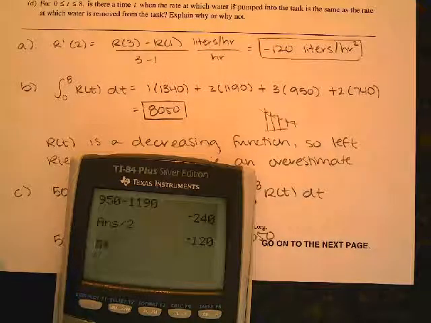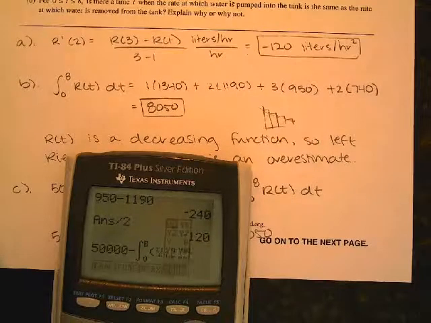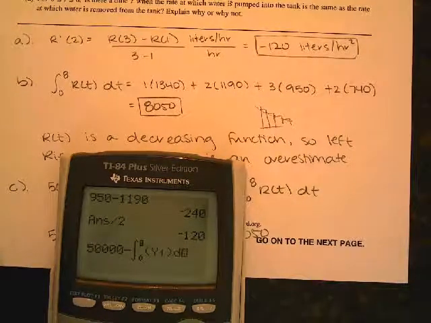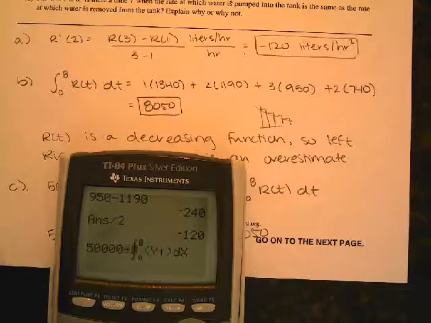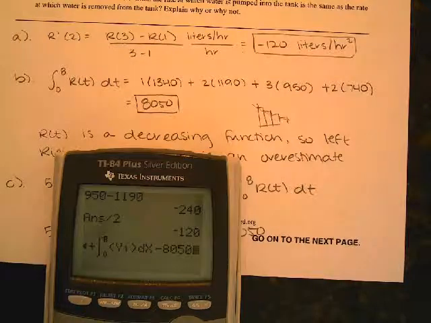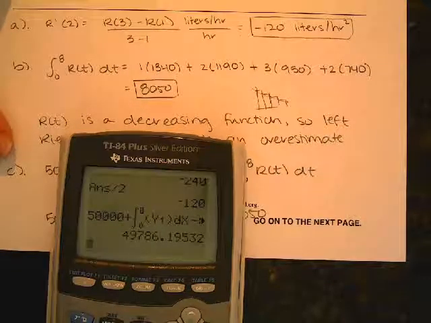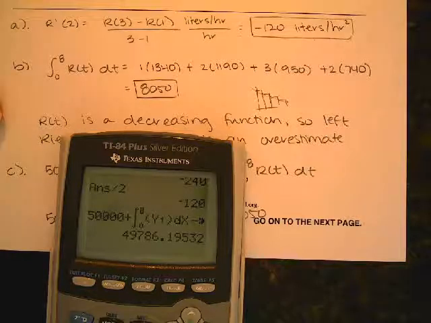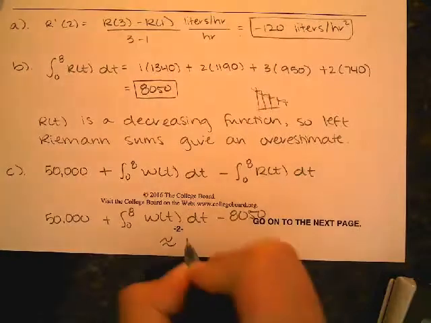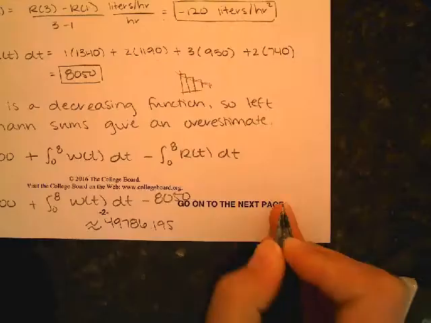Okay, so 50,000 minus, no, that was plus. That was water coming in. There's the water coming in minus the water going out. So we have 49,786.195 liters, and then they want you to round to the nearest liter. So I'm going to say 49,786 if I round to the nearest liter.